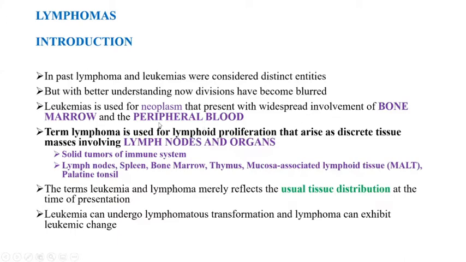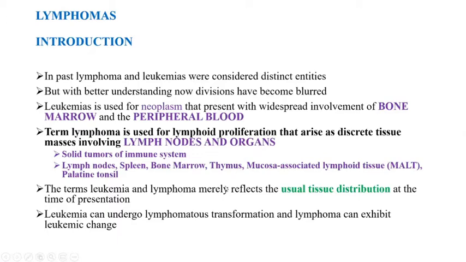So how does it differ from lymphoma? Lymphoma is a mass-like lesion. It's a lymphoid proliferation and it is confined to a particular organ. Most commonly involved organs are lymph nodes and other organs. Lymphoma at the time of presentation will not involve peripheral blood or marrow. That's why we call it lymphoma, because it is a localized mass.